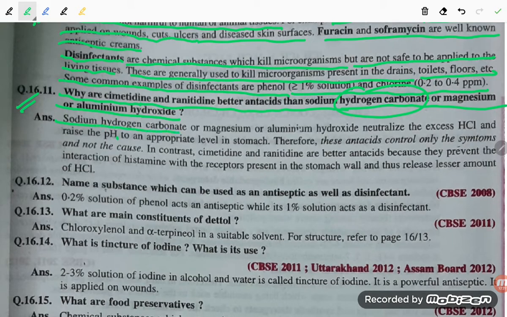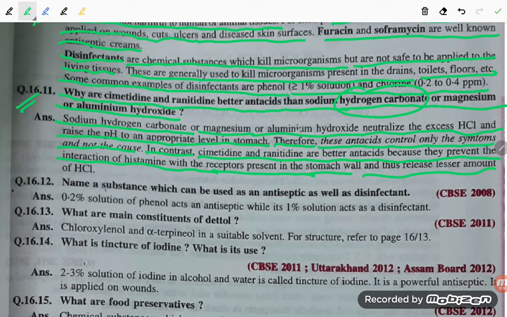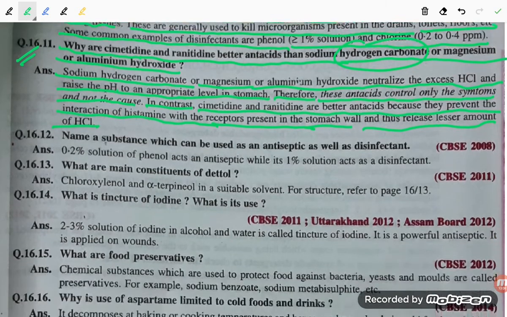Sodium hydrogen carbonate or magnesium or aluminum hydroxide neutralize excess HCl and raise the pH to an appropriate level in the stomach. Therefore, these antacids control only the symptoms and not the causes. In contrast, cimetidine and ranitidine are better antacids because they prevent the interaction of histamine with the receptors present in the stomach wall and thus release a lesser amount of acid. So that is why the release of acid is stopped in the case of cimetidine and ranitidine. That is why they are better.